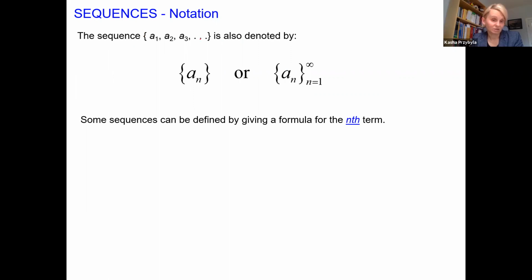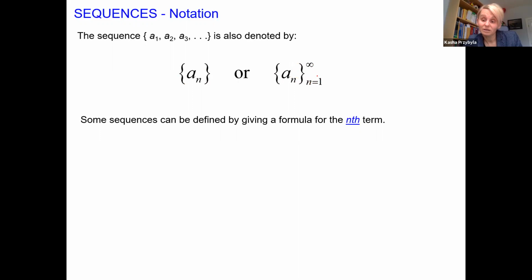We may have the expanded form, where I give you the terms as a sub 1, a sub 2, and so on, or we may have just the general formula, a sub n. With this notation, we use curly brackets. It indicates the value of n for which the first term is defined, which is of course 1, and it goes to infinity.